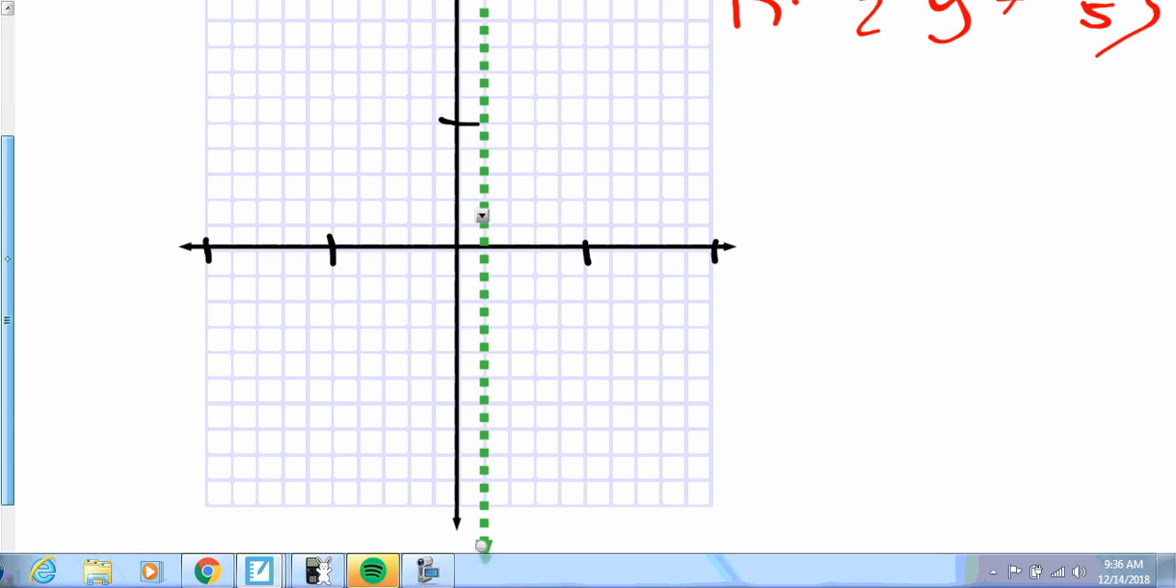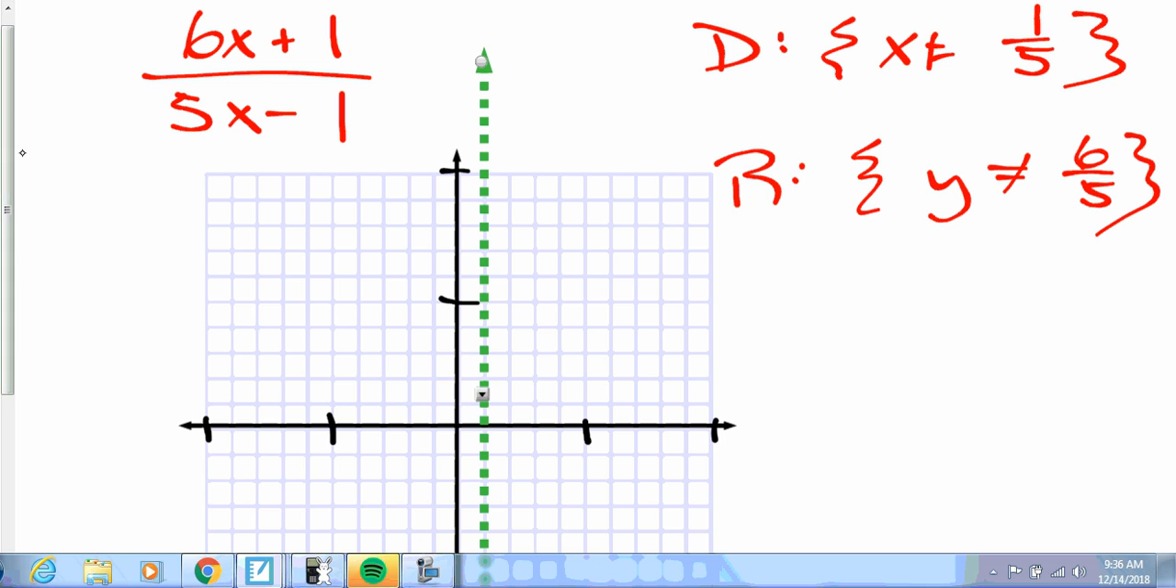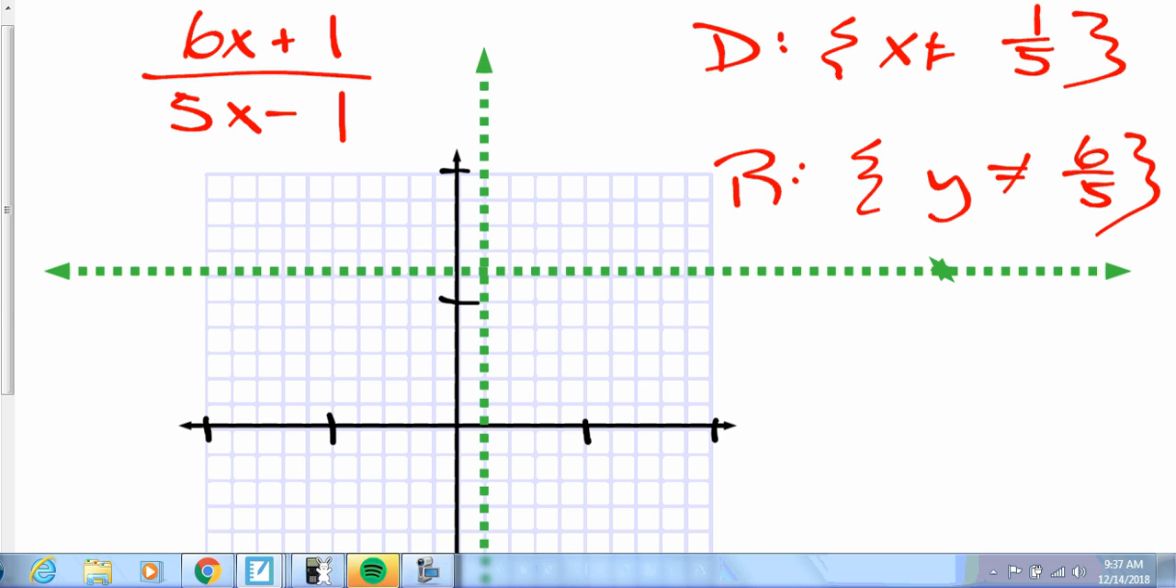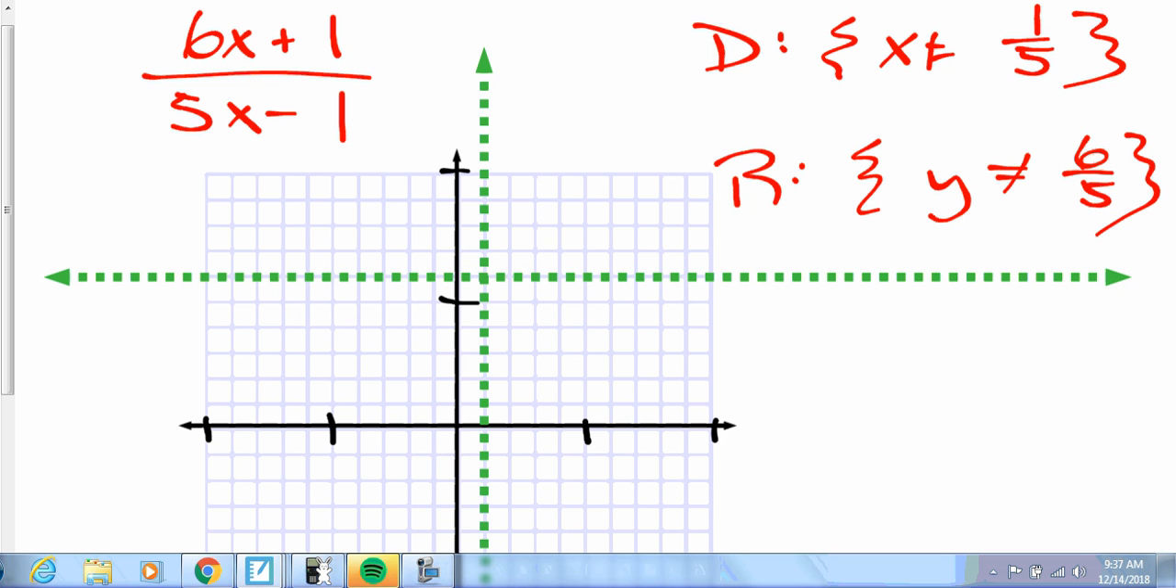There. And where should I put my horizontal asymptote? 6 fifths. So right here. Right there. Okay, now what do I need to do?